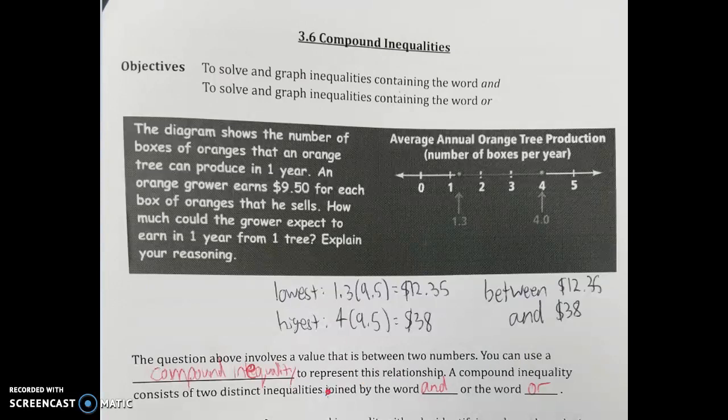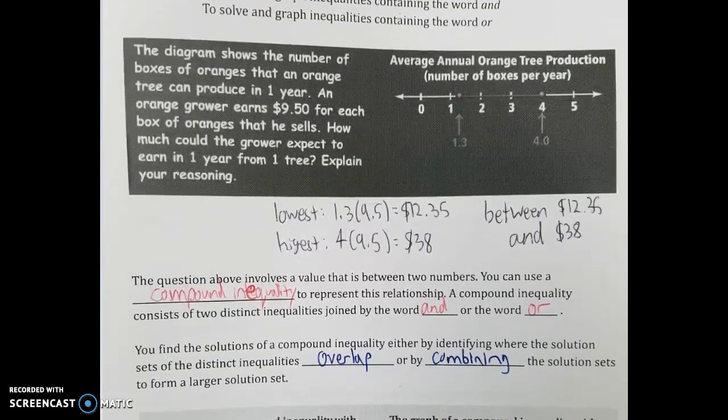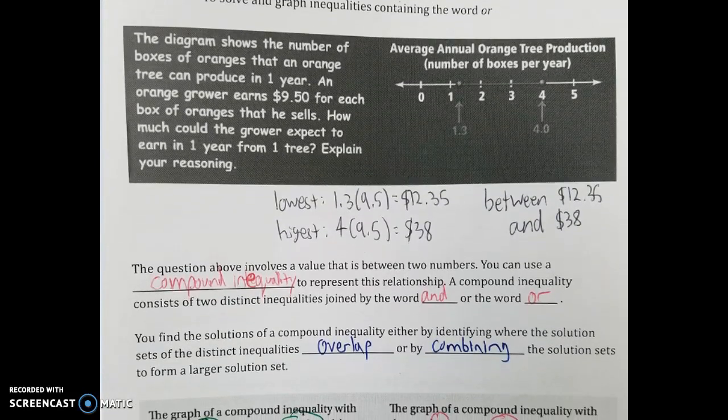A compound inequality consists of two distinct inequalities, and it's going to be joined by one of these two words. It's going to use and, or it's going to use or. So you always see one of those two. We can find the solutions of our compound inequality either by identifying where the solution sets overlap or by combining the solution sets to form a bigger one. And that kind of depends on what kind of inequality you're looking at.